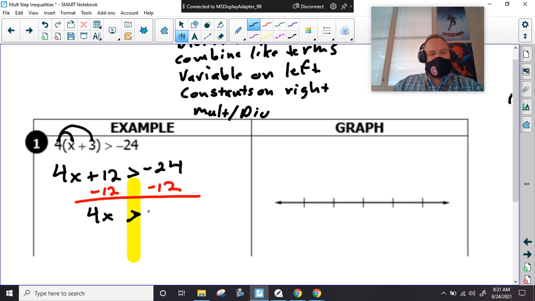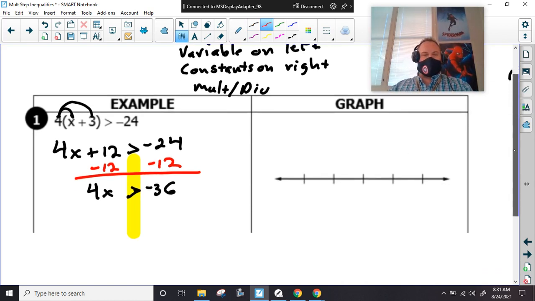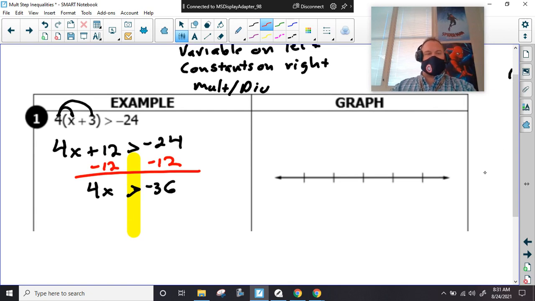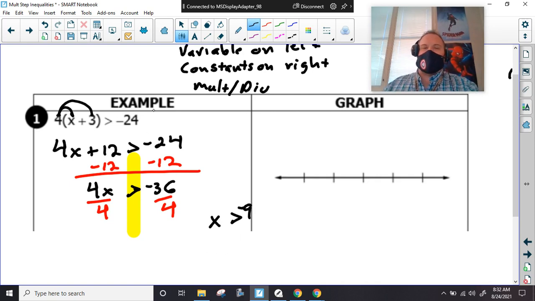All right, this ends up being negative 36. All right. Now we get that coefficient of 1. That's our multiply or divide step. All right. Yep. So we get x is greater than negative 9. All right. That is our actual solution.